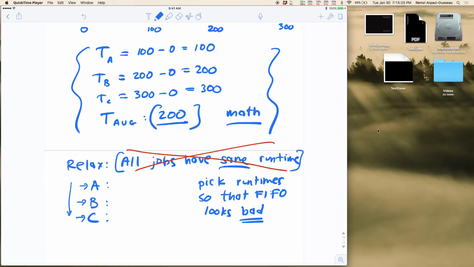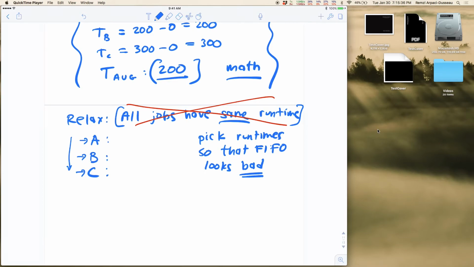What's a setup here that would be poor for FIFO? What's a set of runtimes? Yeah, in the back. Yeah, let's make this 1 billion. No, let's just make it 100, and these are 10. 100 time units. Sounds very menacing. And of course, why that looks terrible from a turnaround time perspective is A runs for a long time, and then B runs, and then C runs.